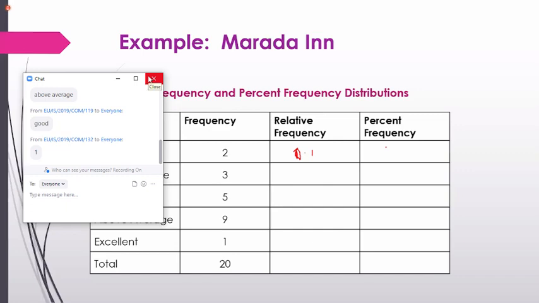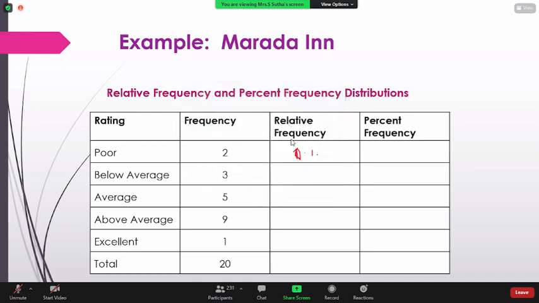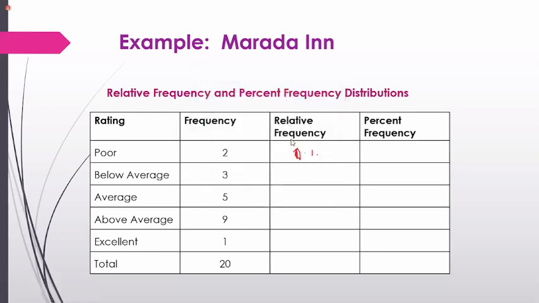Percent frequency? 10. We have to multiply by 100, right? The relative frequency should be multiplied by 100, then you can get the percentage of frequency. So that is 10.